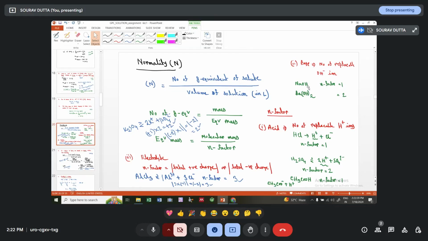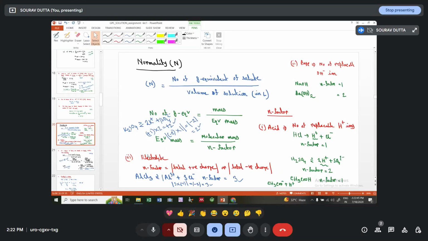So in case of sodium hydroxide, it will give 1 OH minus in the solution, so the N factor is 1. In case of baryta or barium hydroxide, it will give 2 OH minus, so the N factor is 2. And in case of an electrolyte, it is different. In case of an electrolyte, the N factor is the total number of positive charges or the total number of negative charges, with its mod value. Okay, N factor is a positive quantity.